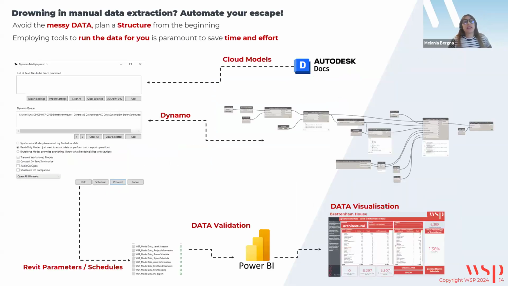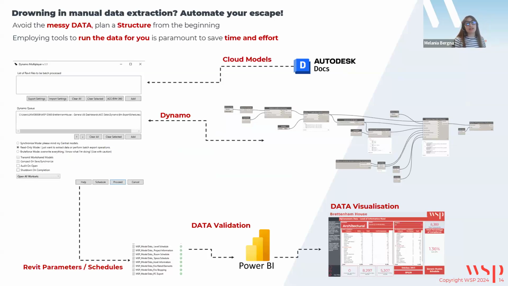So for example, in here, we have a very simple scheme. That's something that we have done for one of our projects. We work with Autodesk Docs, so we have the models on the cloud, and basically we have a very basic Dynamo script that exports all the schedules. We have prepared our shared parameter schedules with the team, which we have designed from our BEP and our EIR, whatever is required, all the information that we need to provide.